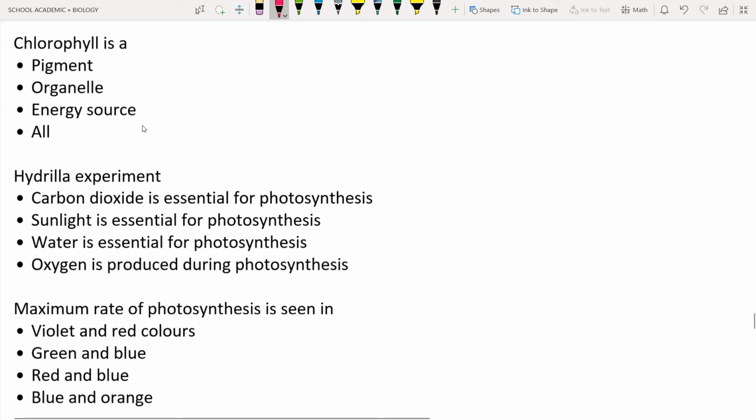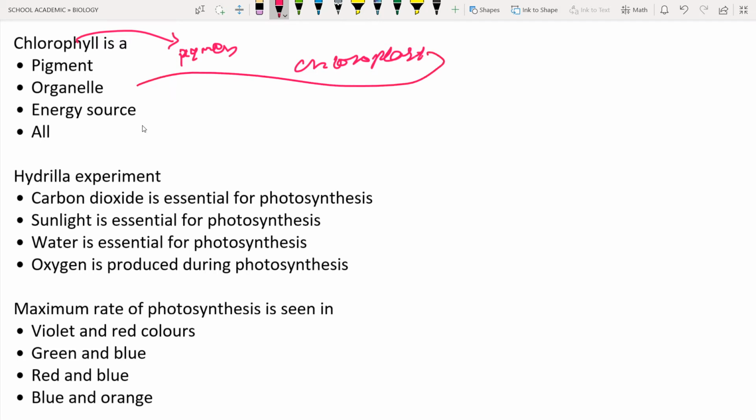Next, the chlorophyll. First of all we have to understand chlorophyll and chloroplast. Chlorophyll is different, chloroplast is different. Chlorophyll is the pigment. And chloroplast, C-H-L-O-R-O-P-L-A-S-T, is an organelle. You can see here, chloroplast is an organelle.